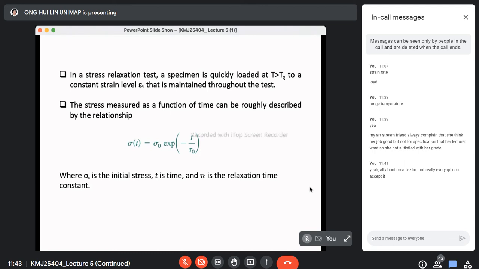I mean, they are great or excellent or outstanding. Yeah. So, okay, because our government doesn't accept them. So here, remember this simple equation to calculate the stress.